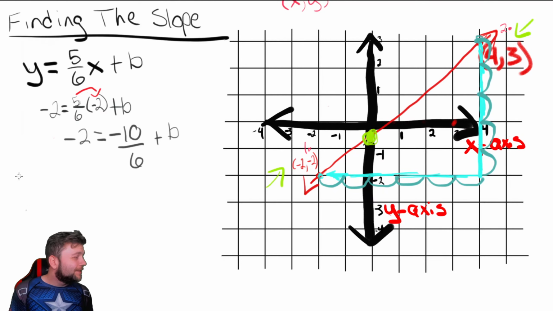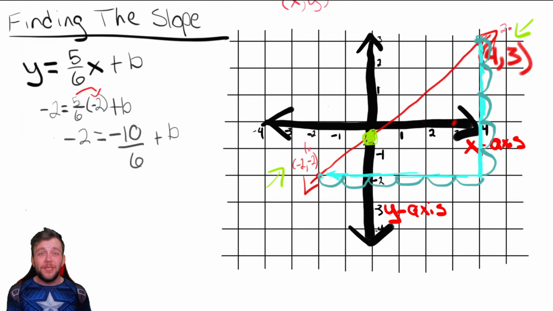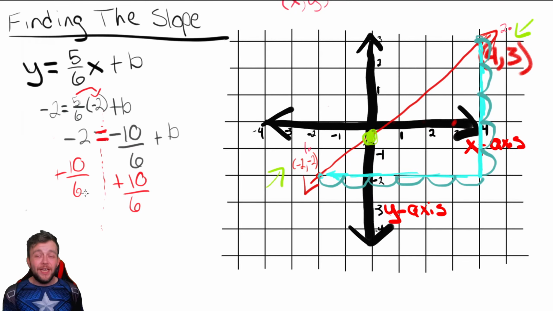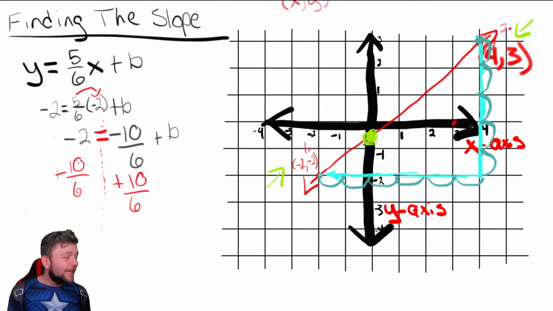Okay. So, what do we do? What's the opposite of a -10/6? It's a positive 10/6. Remember, inverse operations: you want to do the opposite of what is happening. So we are going to add 10 over 6 to both sides of our equal sign. I always like to think of the equal sign almost like a mirror: whatever happens to one side is going to happen to the other side. So what is -2 plus 10 over 6? That's our big problem, right?